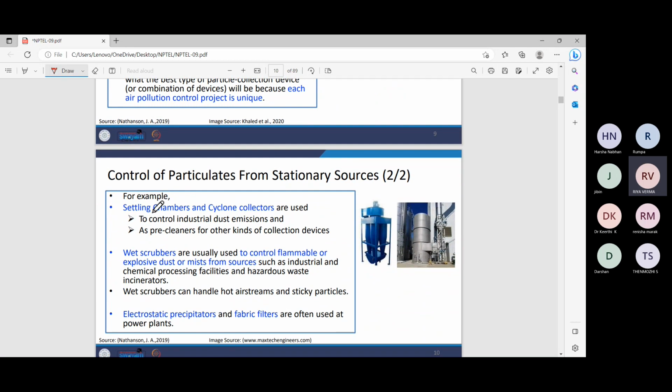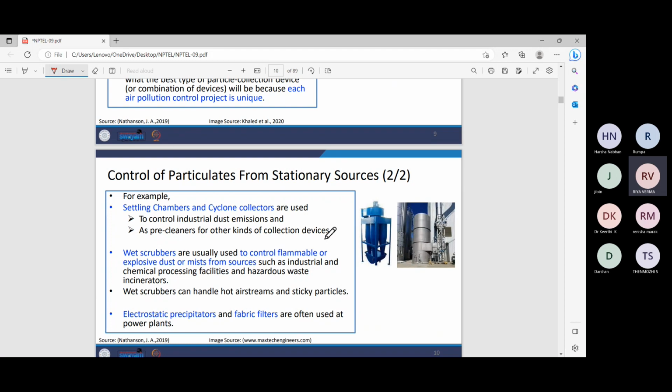So the devices that can be used to remove such particulate matter are settling chambers and cyclonic collectors. They can be used to control industrial dust emissions, as well as serve as pre-cleaners for other kinds of collection devices. Now we also have wet scrubbers. Basically, these are used to control the more flammable or explosive dust from those industries which process certain types of chemicals or other hazardous waste they generate.